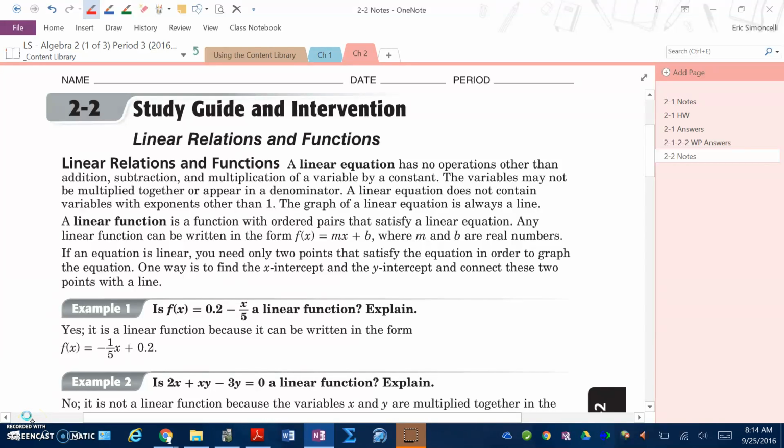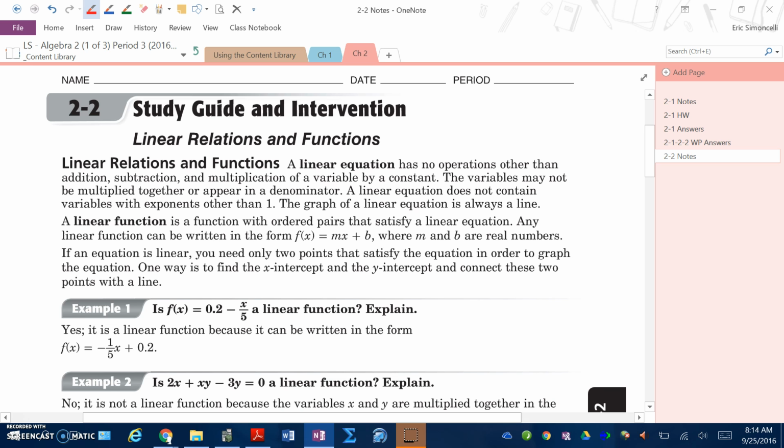Hello Algebra 2 classes. Today we're going to look at Section 2.2, Linear Relations and Functions. So a linear equation has no operations other than addition, subtraction, and multiplication of a variable by a constant. The variables may not be multiplied together or appear in a denominator.